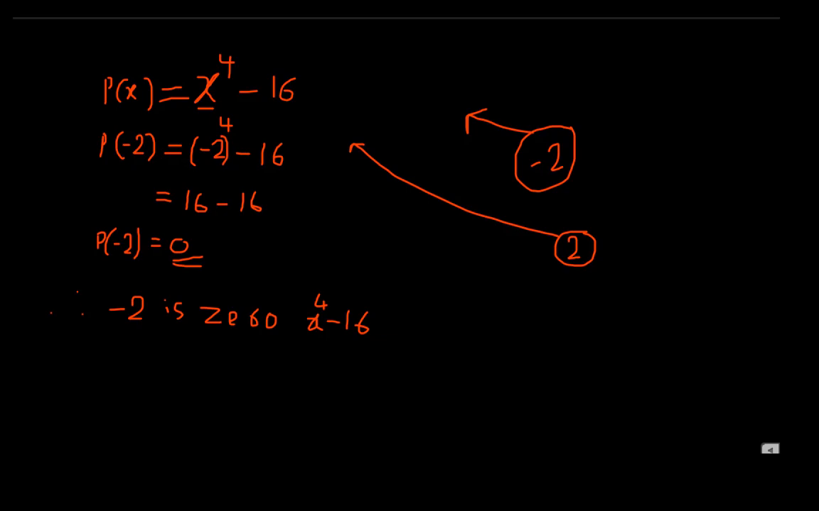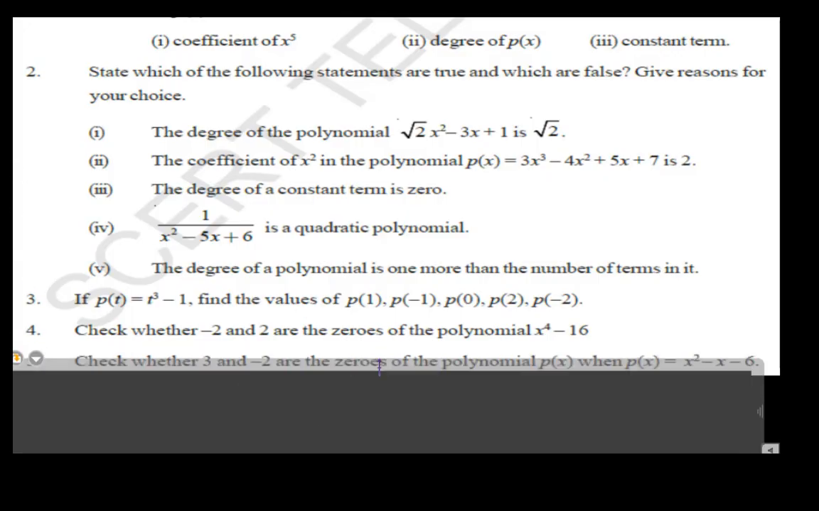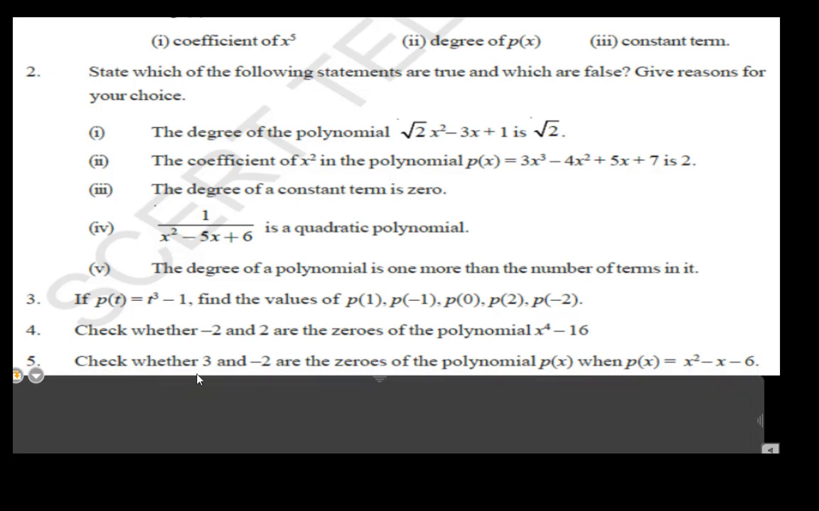Now let us see the fifth problem. It is given as: check whether 3 and minus 2 are the zeros of the polynomial p of x, where p of x equals x square minus x minus 6. So here we need to verify whether 3 and minus 2 are the zeros of this polynomial x square minus x minus 6. So it is also the same as the fourth problem. So you can do this problem on your own. Do it on your own.